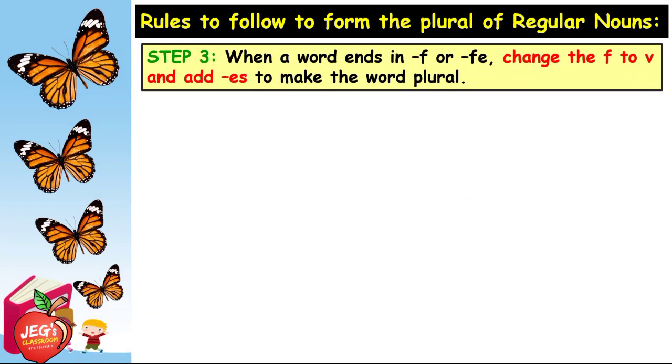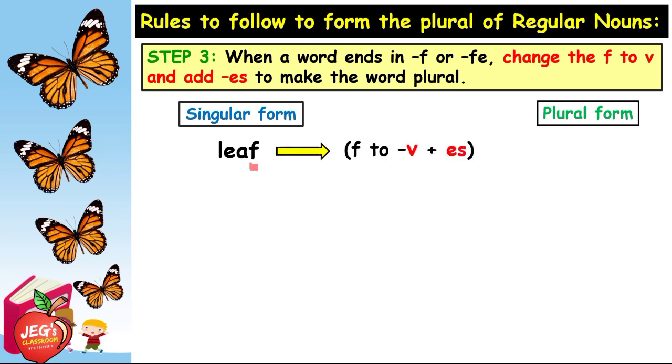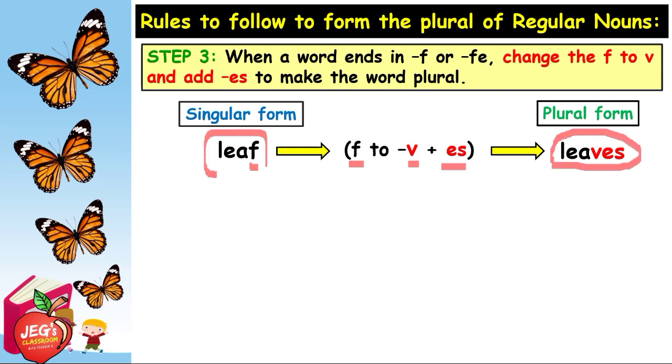Step 3. When a word ends in F or FE, change the F to V and add ES to make the word plural. Let's see some examples. The word leaf ends in F, and to make it plural, we have to change the F to V and add ES. Now we will have leaves. Leaves is the plural form of the singular word leaf.